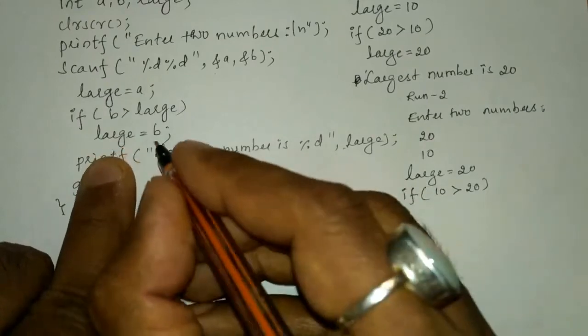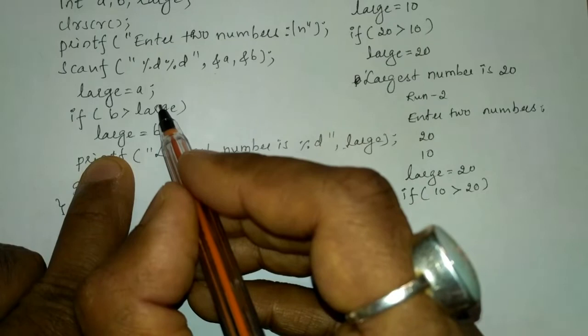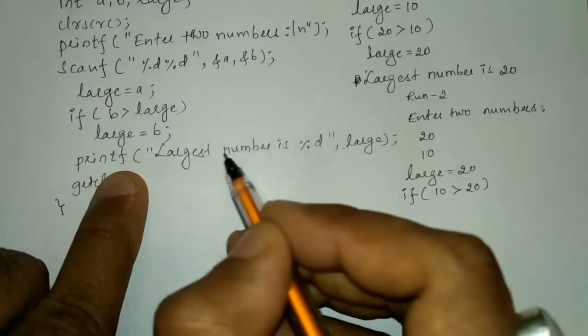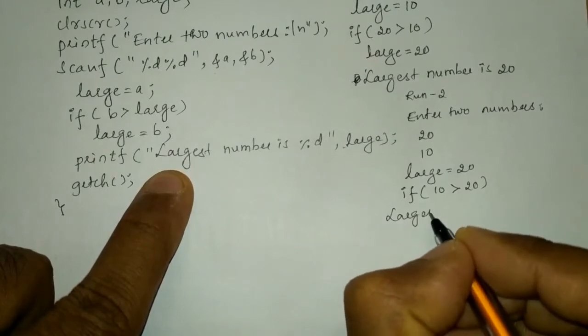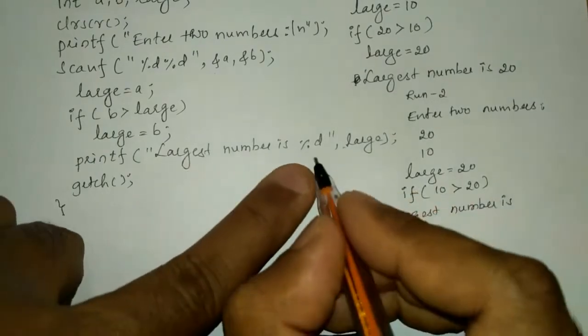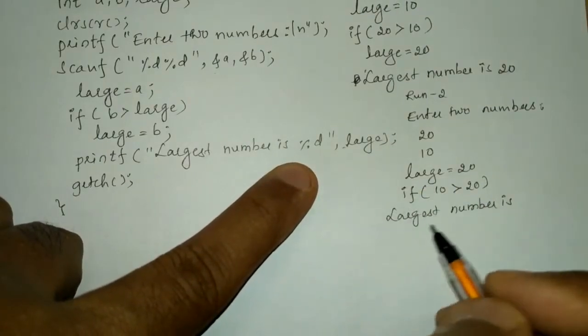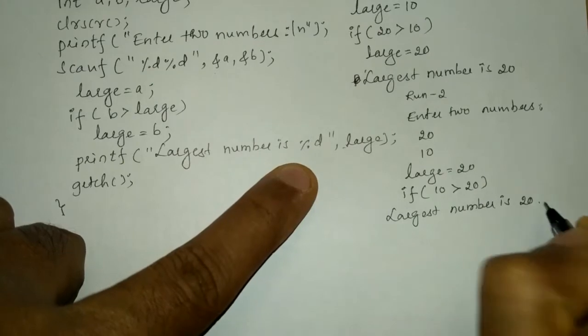So here this initialization does not take place because this condition is false. So directly control jumps to printf statement and it is going to print largest number is %d large. What is the value stored in large now? 20. So it is going to print 20.